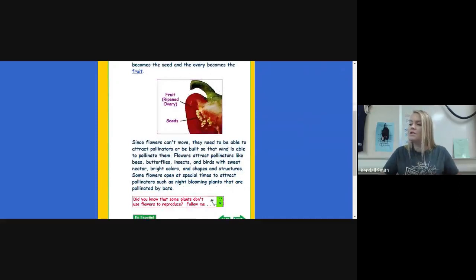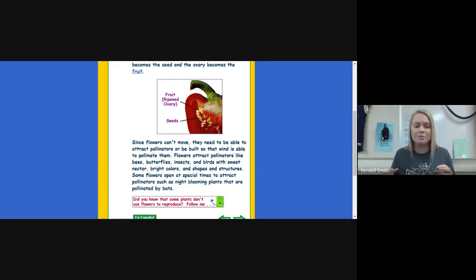Okay. So since flowers can't move, they need to be able to attract pollinators or be built so that the wind is able to pollinate them. So there's other types of pollination. The wind can pollinate flowers, water can pollinate flowers, or pollinators can pollinate flowers. Saying a lot of pollen around here.